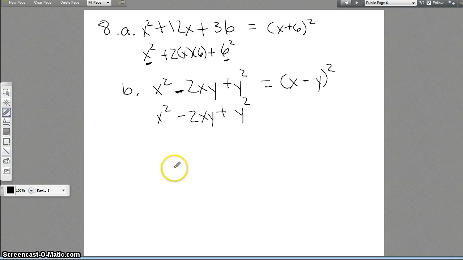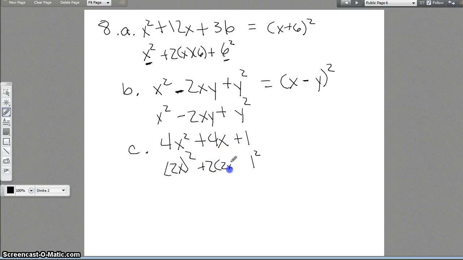Okay, look at part C. Part C, we have 4x squared plus 4x plus 1. Our first term is 2x squared. Our last term is 1 squared. And our middle term ought to be the double of the product of our first term and our last term. And 2 times 2x times 1 is indeed 4x. So that means that we can write this as 2x plus 1 quantity squared.